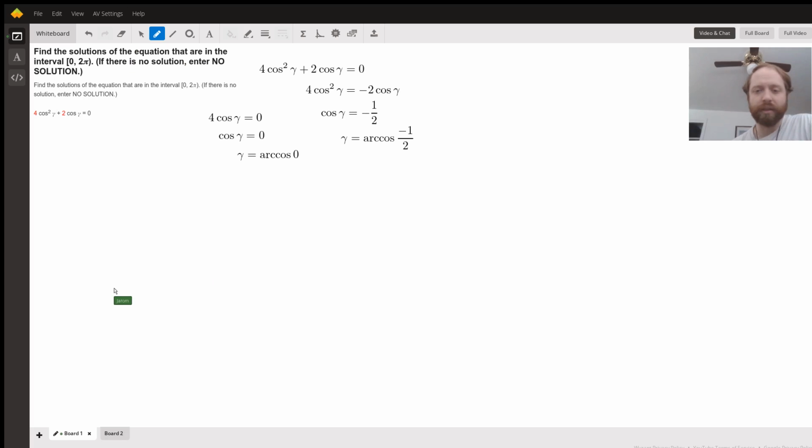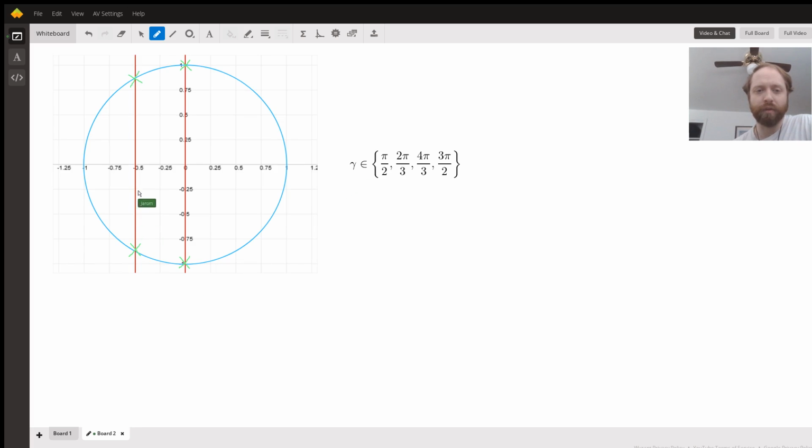If you were to plug this arc cosine of negative 1/2 into your calculator, it'll tell you that it's 2 pi over 3. So that gives you this one. Just looking at it down here, we can see that it's clearly the negative version, negative 2 pi over 3. But since we want it between 0 and 2 pi, we're going to subtract that from 2 pi. So 2 pi minus 2 pi over 3 gives us 4 pi over 3. So these are our potential angles here for gamma: pi over 2, 2 pi over 3, 4 pi over 3, and 3 pi over 2.